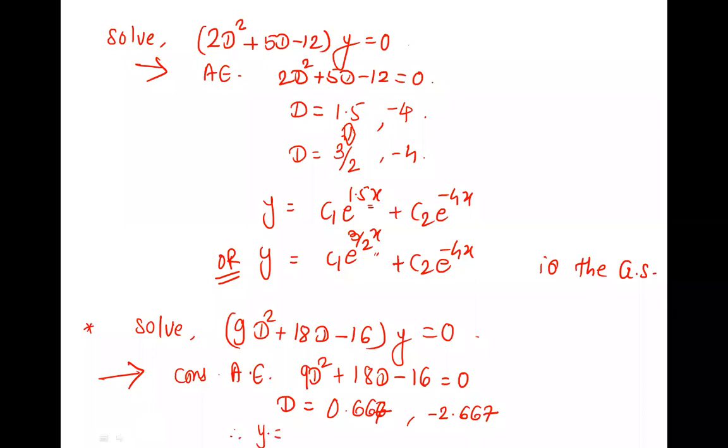Nature. 2 by 3 and minus 8 by 3. Okay. Or you can write 2 by 3 and minus 8 by 3. Both are okay. If in the solution it is 2 by 3 and minus 8 by 3, don't get confused. Just you are solving and you are getting these values. Good. Nature.